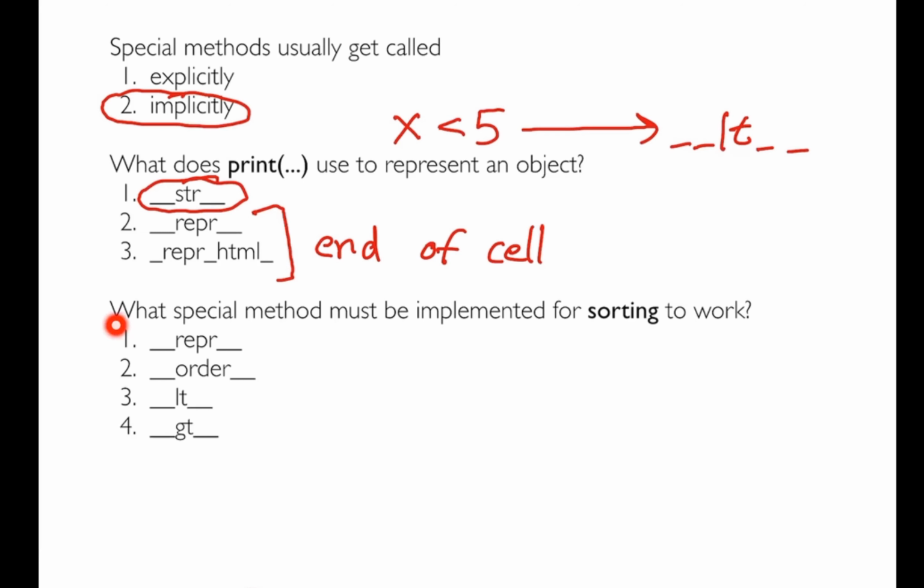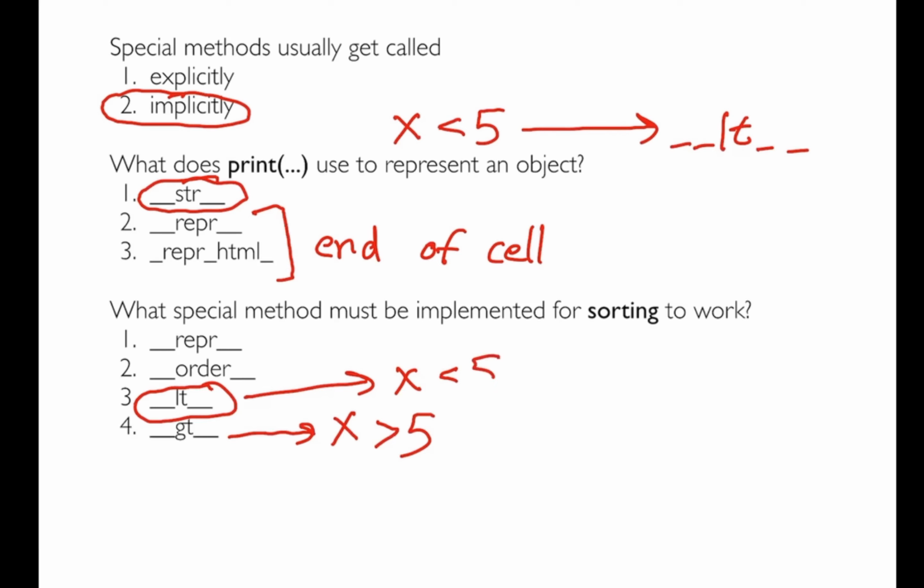Okay, last question. What special method must you implement for sorting to work? Which of these four? And the answer is less than. If I want to be able to run code like this, where x is some object of my own type, I need to implement this method. This one really gives me multiple things. It lets me do x less than 5, and then if I have a list of these objects, I can say l.sort, and it will use that less than comparison for that.